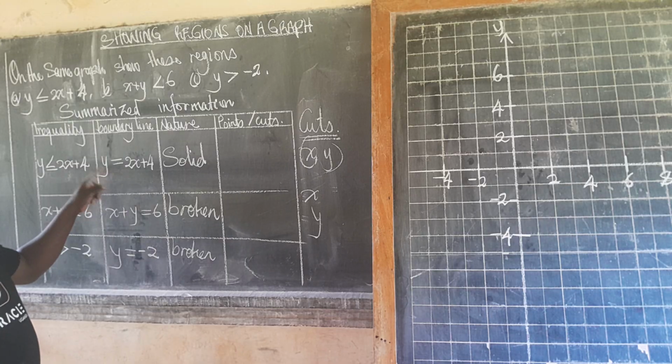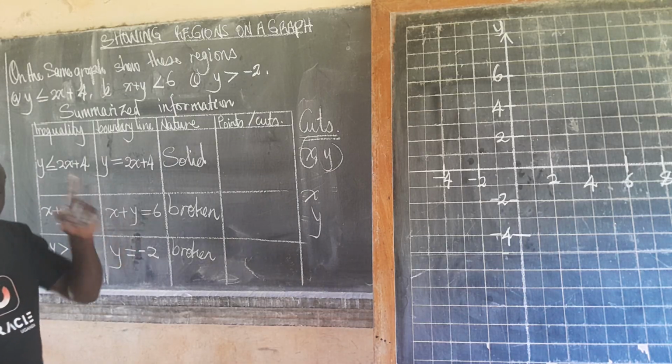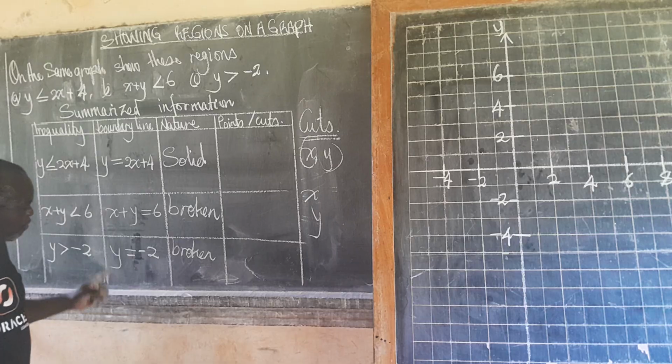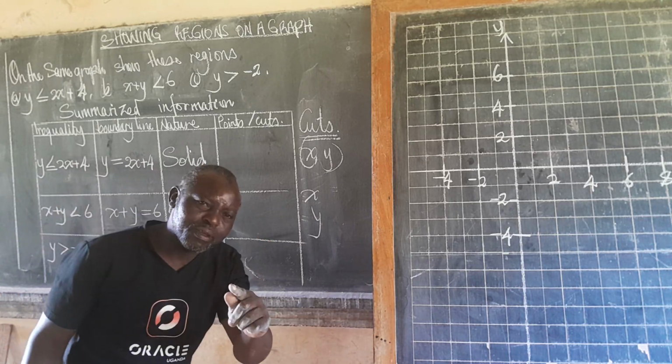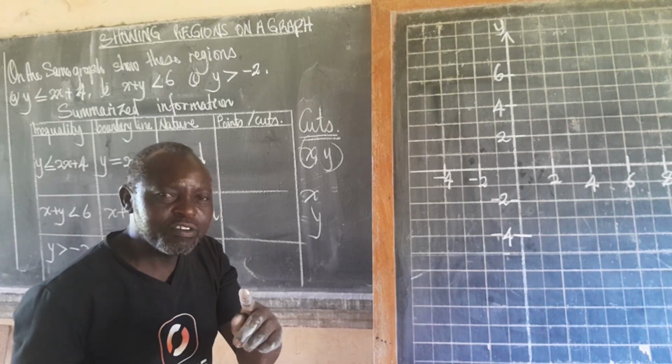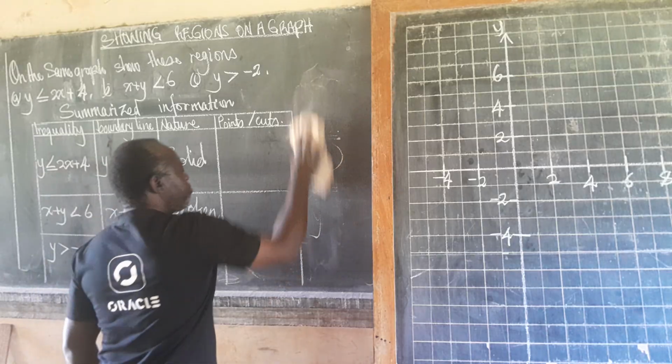What are we going to use? We are going to use cuts method. Here we have x and y. What are we going to use? Cuts method. Here we have only y. What are we going to use? We are not going to use cuts method, but we are going to resort to points. Let's go.